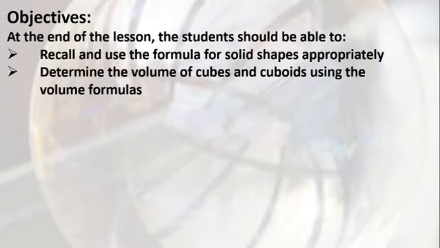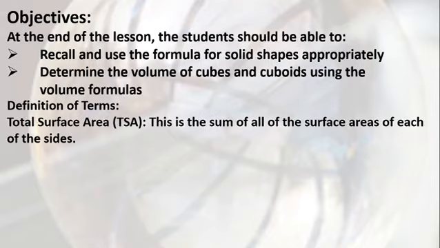Then before we get into the work proper, it's also okay for us to do a little bit of definition of terms, a few words that you're going to see as we proceed with our class. The first one is the TSA, that's the total surface area, and this is the sum of all of the surface areas of each side.